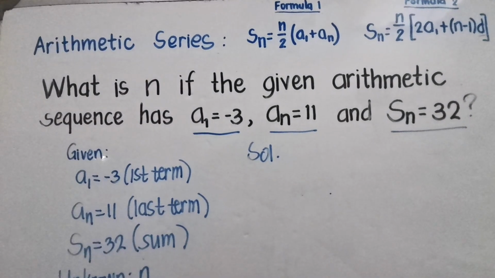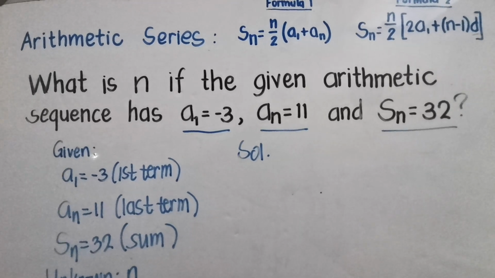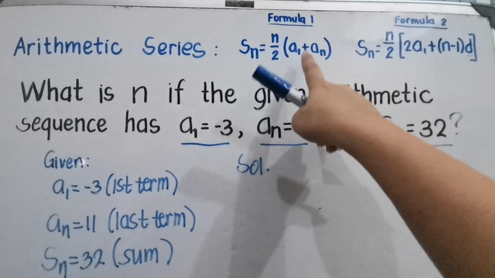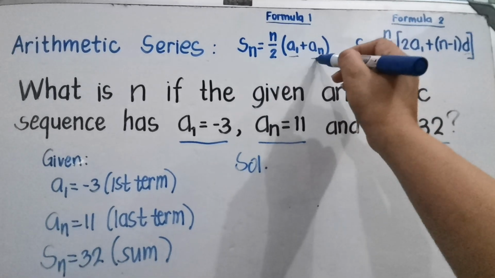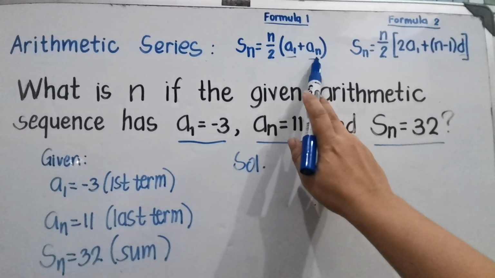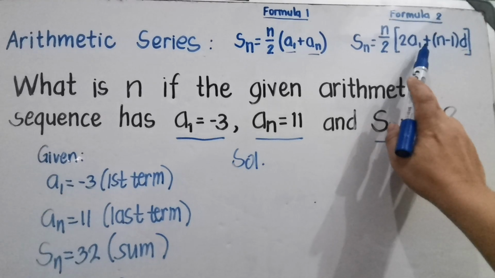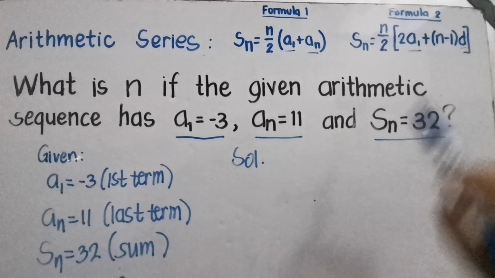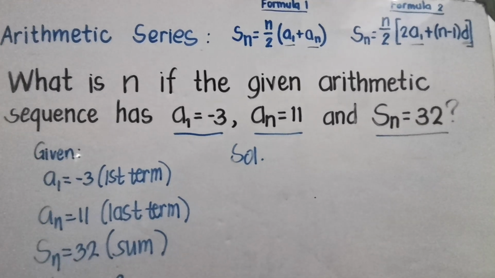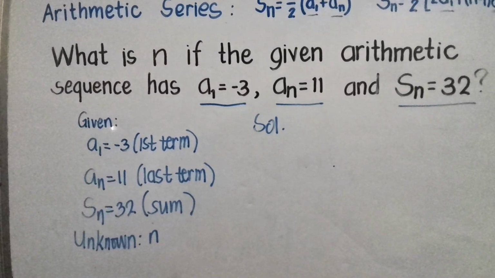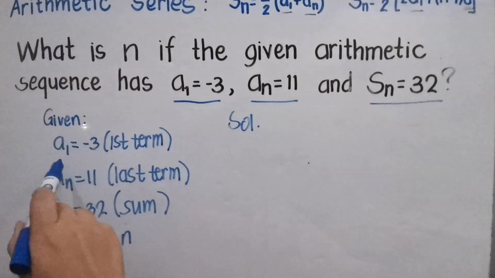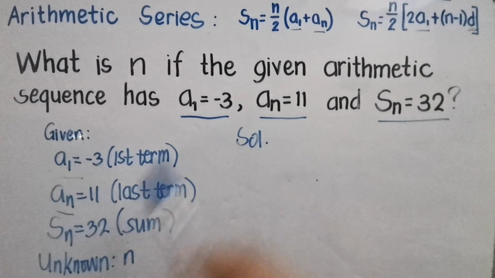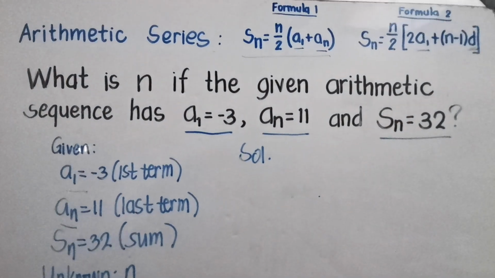take note that an arithmetic series has two formulas. The first formula will be used if the given are the first term and the last term, or a sub 1 and a sub n. And the second formula will be used if the given are a sub 1, the first term, and the common difference, or d. So if we go back to our problem, the given are a sub 1 and a sub n. So therefore, we're going to use formula 1.